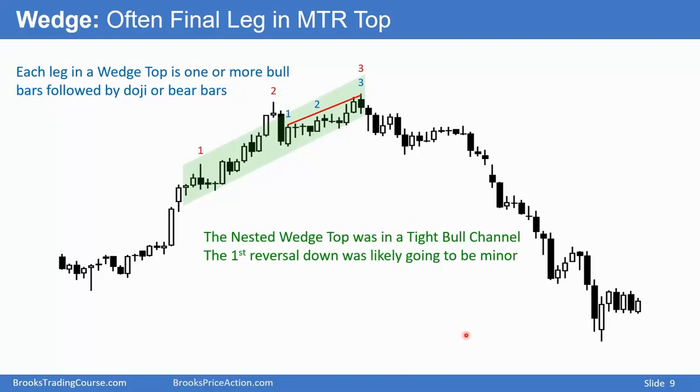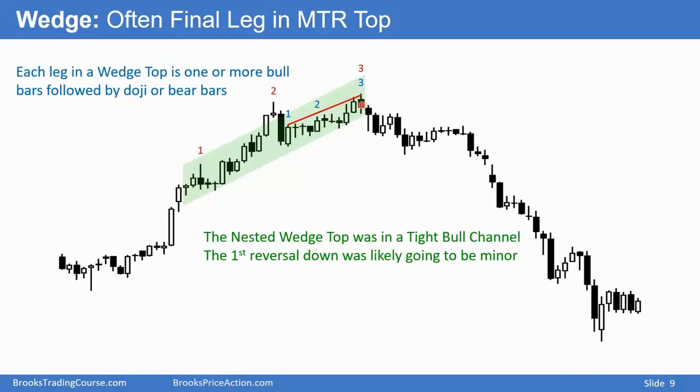Sometimes the legs in a wedge are subtle, and sometimes it's only a bull bar followed by a bear bar. This is a nested wedge. We have 1, and then a reversal down 2, and a reversal down 3, but the third leg subdivided into a smaller wedge, a bull bar and then a doji, a bull bar and then a bear bar, a pair of bull bars and then a bear bar.